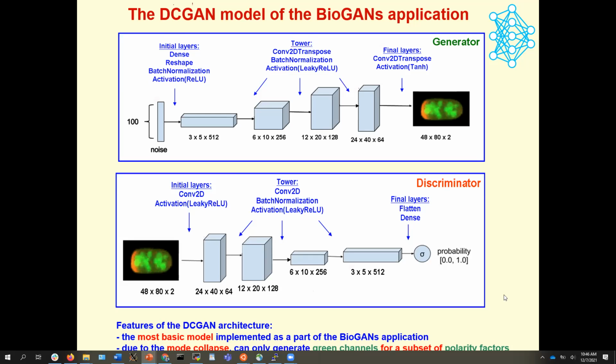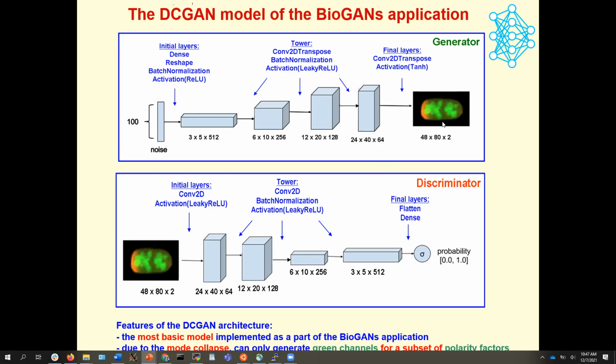By the way, any questions about this slide? I kind of thought that you will generate 6 green channels, 1 channel per protein, right? So your output should be 48 by 80 by 7, one for the red channel and one for each... No, not for this network. This one cannot generate 7. That would require improvement of the generator. This network outputs only 2 channels.